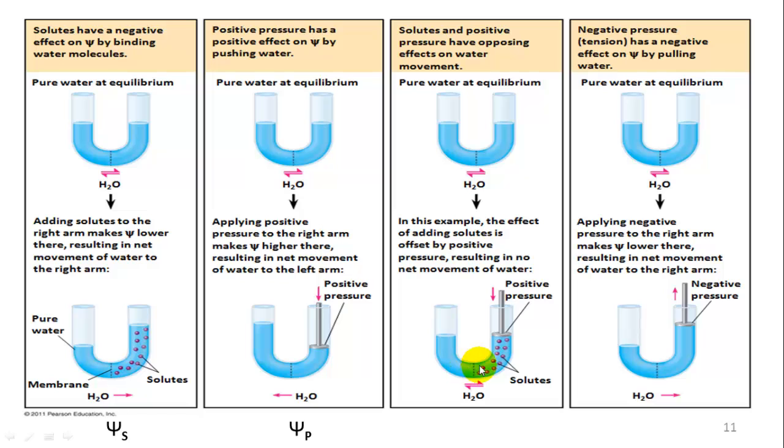In this example, we have solutes, so water is going to want to go this way, and we also are pushing with physical pressure. So here we have the physical and solute pressure equaling out. You can also have a negative pressure. So here we have a seal and are pulling up. This pulls water through the semi-permeable membrane, so we have physical pressure here as well.